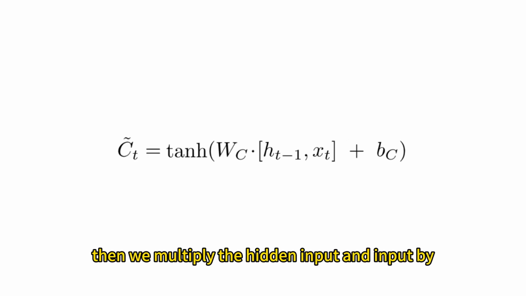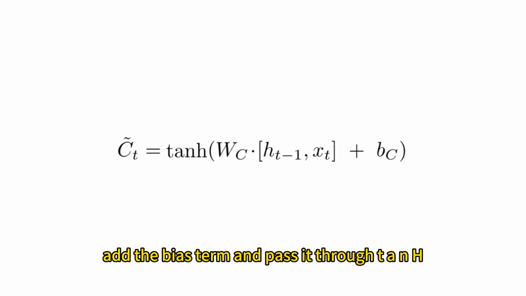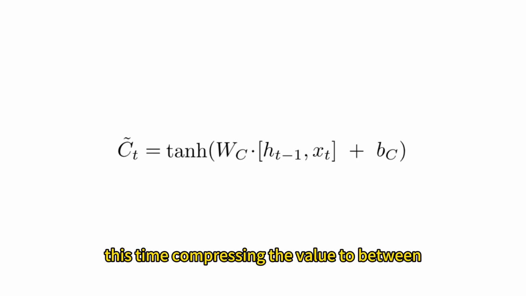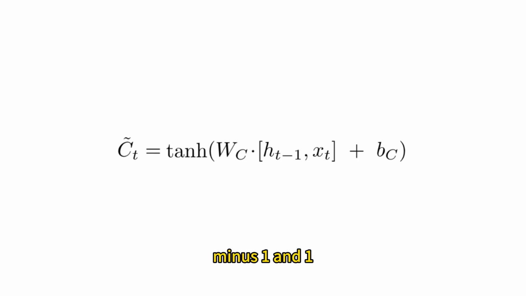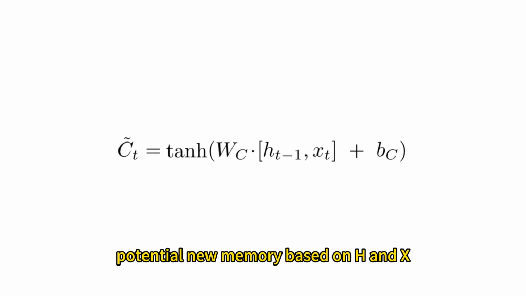Then we multiply the hidden input and input by the other weight matrix, add the bias term, and pass it through tanh, this time compressing the value to between -1 and 1. This gives us a candidate memory value, representing potential new memory based on H and X.